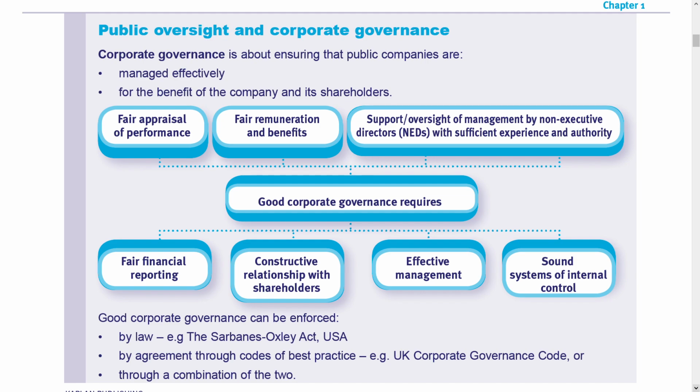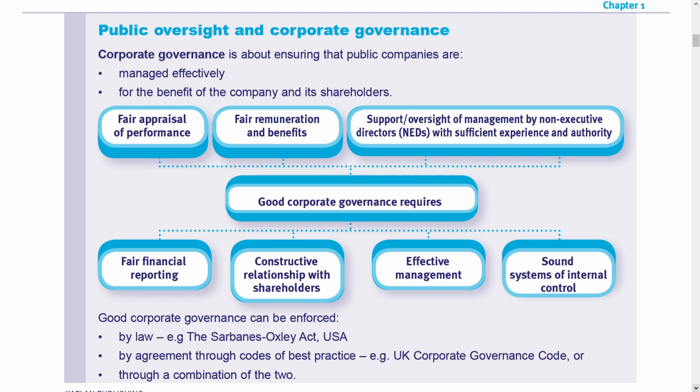For example, the fair appraisal of performance. Appraisals of performance are fair. Remuneration and benefits that employees are receiving are fair. The board is balanced, 50% non-executive directors and 50% executive directors. And the non-executive directors have sufficient experience and authority. Then your financial reporting is fair. You have a constructive relationship with the shareholders, effective management, and a sound system of internal control. Internal control is working perfectly sound.